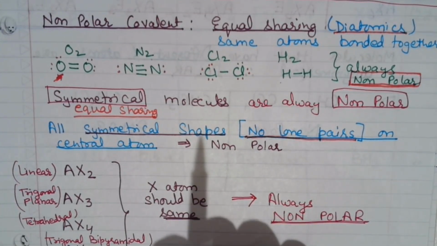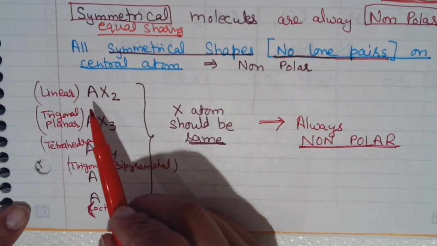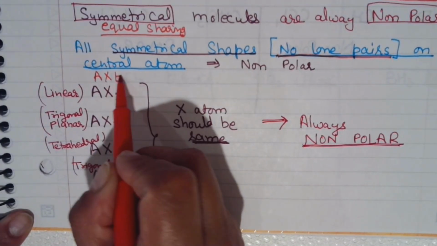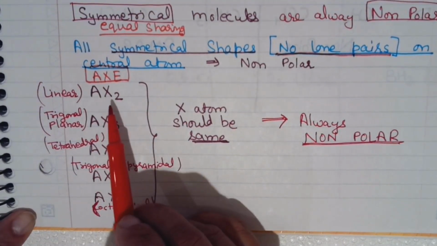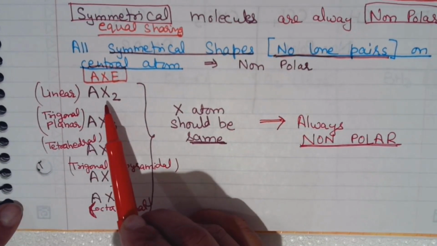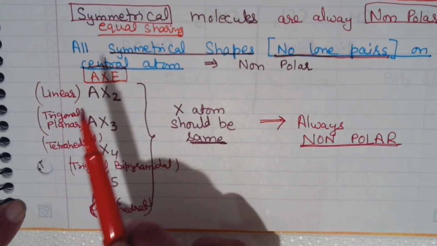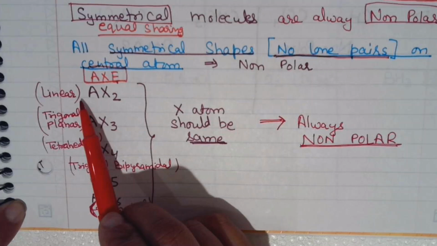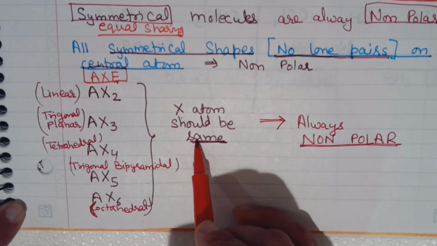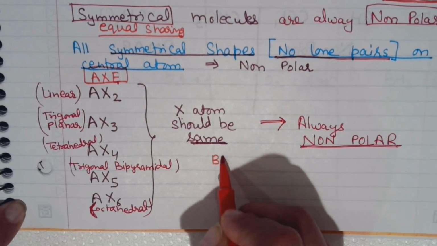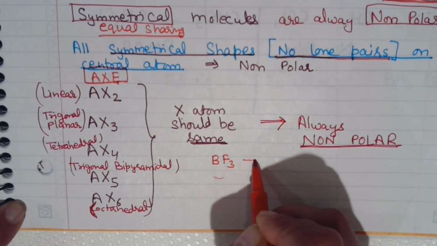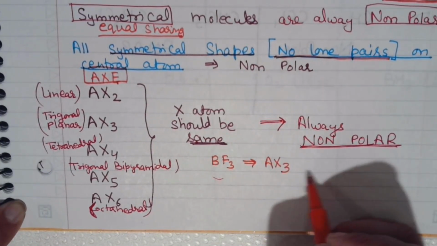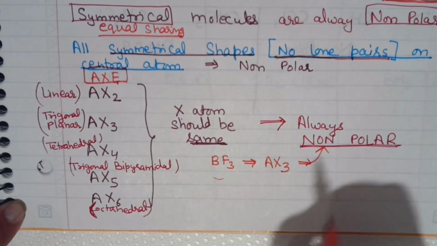So we went over all the non-polar shapes in class. Whenever you see these AXE formulas, A stands for the central atom, X stands for the bonded atom or the outside atom, right? And E stands for the lone pairs. So all these shapes, when X atom is same, like BF3, right? BF3 has AXE formula AX3, so there are no lone pairs on the central atom, and hence this is a non-polar molecule.